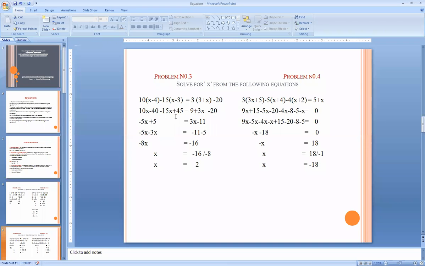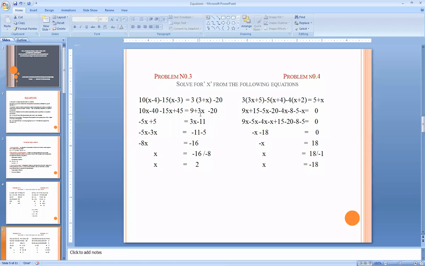Now we should see the left hand side: there are two x terms and two numbers to add or subtract. For the x values, one is plus, another one is minus, so they should be subtracted. Minus 15x and plus 10x, so we get minus 5x; the difference is 5, but the highest number 15x has a minus sign, so it should be indicated with minus. And also minus 40 and plus 45, then again should be deducted. The difference has to be found out. The difference is 5. What kind of 5? The highest number's sign is plus, so indicate it with plus 5.